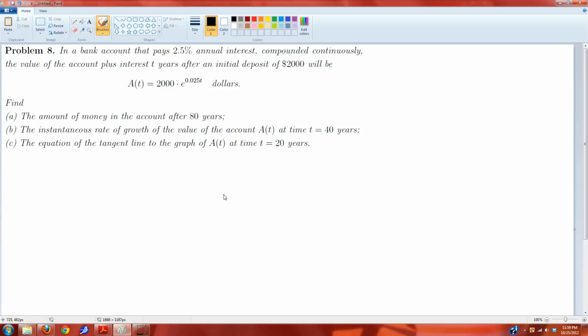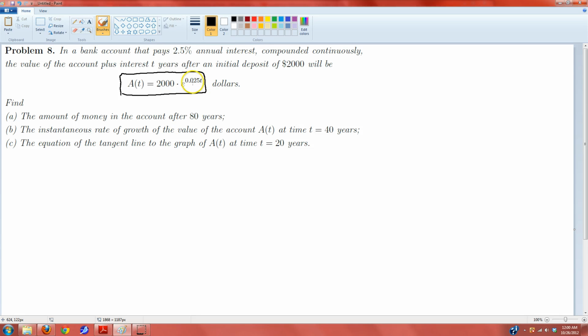Okay, we have the formula for the amount in the account after time t. You initially deposit $2,000, and then it's compounded continuously at a rate of 2.5%. And so the first question, A, is just a calculation question. When t is 80 years down the line, how much money is in the account?